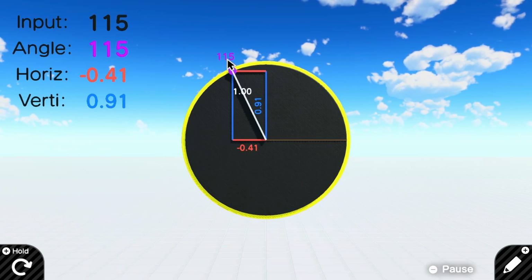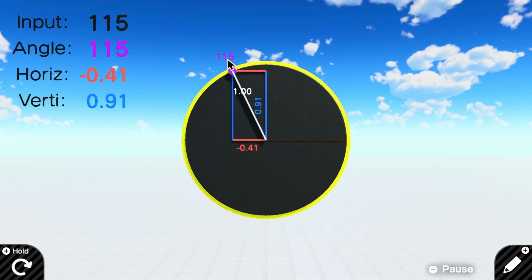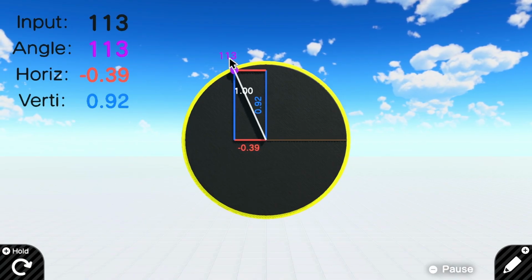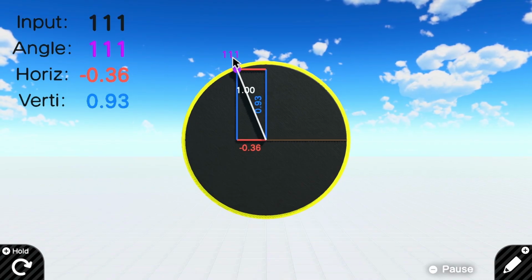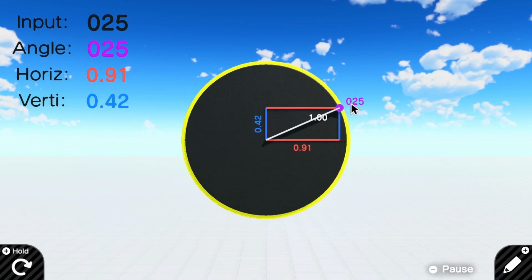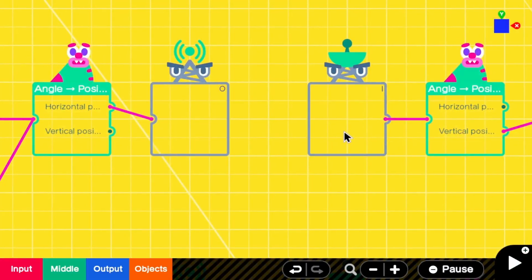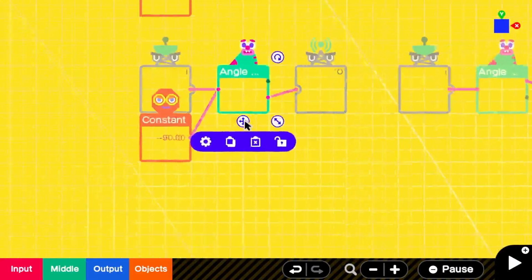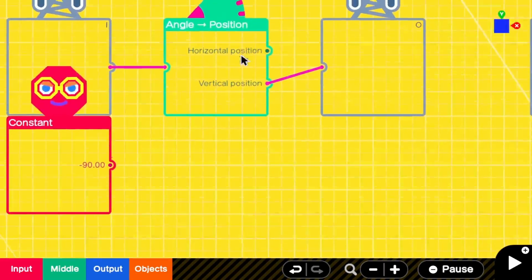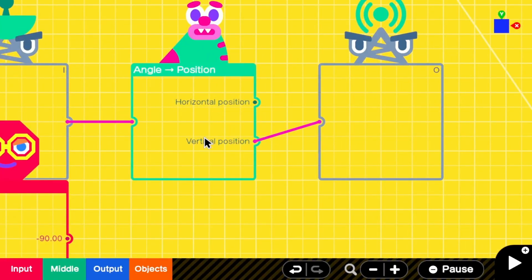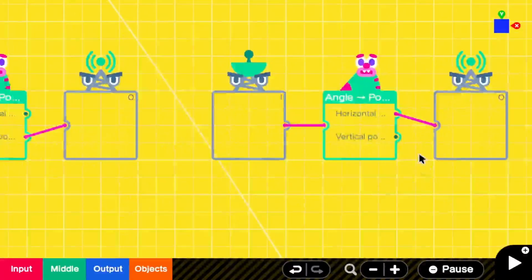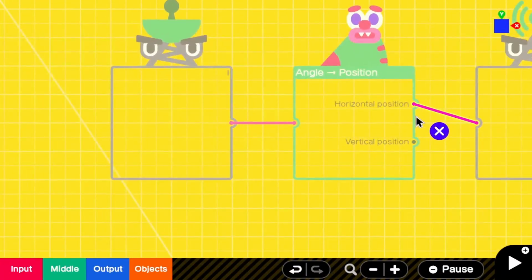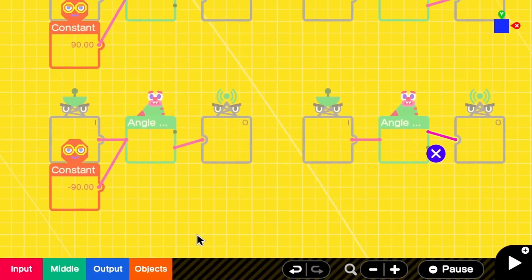So for example, here our vertical output is 0.91. So we know that if we subtract 90 from our angle, then this 0.92 here, when we rotate it by 90 degrees, will now be the x-axis. So in terms of nodons, that's reflected here. If we want the vertical position output of an angle minus 90 degrees, instead of subtracting 90 degrees from our input here, we can just simply change the output to the horizontal position output and save one constant nodon.